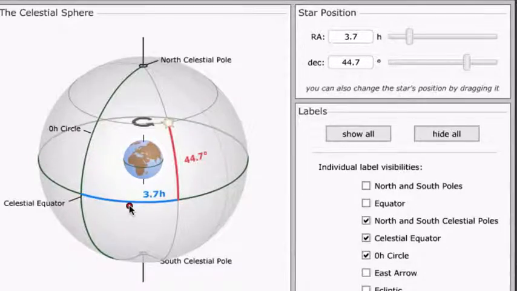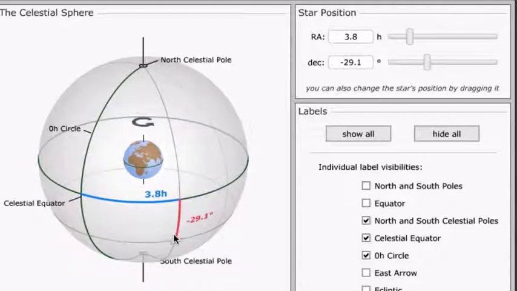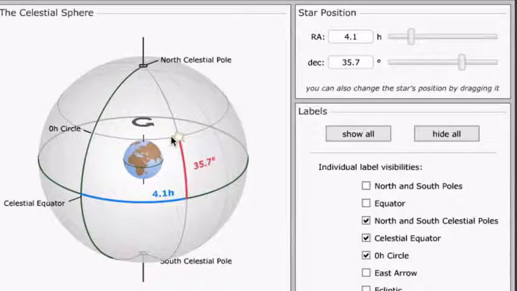And once we have a celestial equator, we can measure the latitude of a star, again, just as we do on Earth, by measuring the angular distance from the celestial horizon to the star, so that this star here is at a latitude of north 44.7 degrees. We call celestial latitude declination. As I move the star around the sky, its declination will change. Declinations south of the celestial equator are negative, declinations north of the celestial equator are positive.